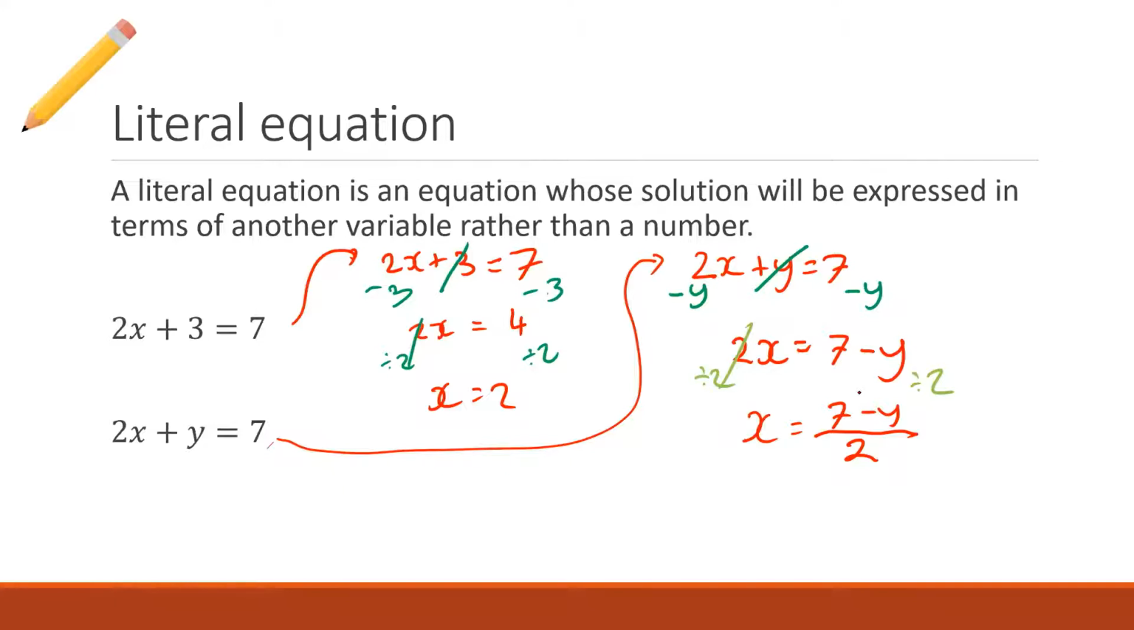I just have to write down 7 take away y. I don't have to do 7 take away y divided by 2. I just have to write down 7 take away y divided by 2. Whereas over here on the left, I have to do all this extra little arithmetic stuff, you know? It's just a little difference. So this is a literal equation.